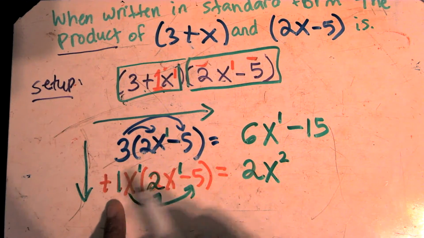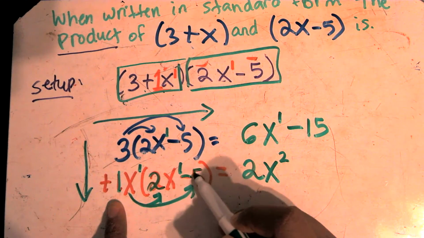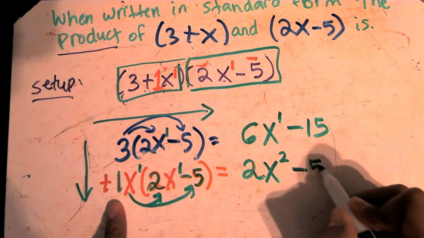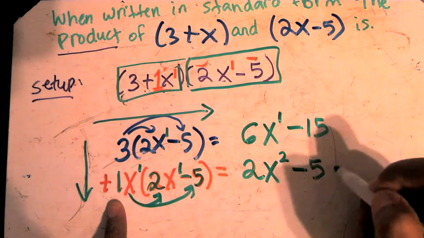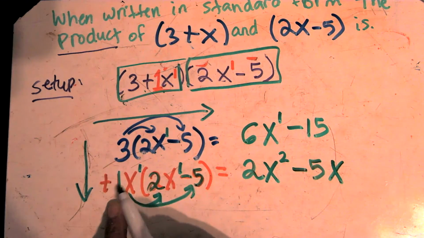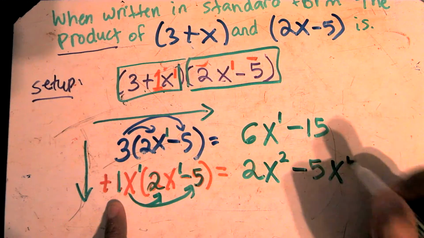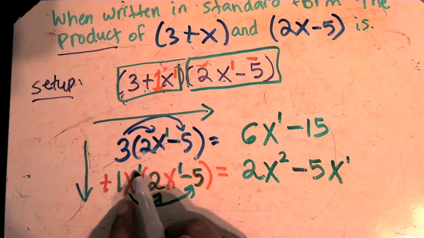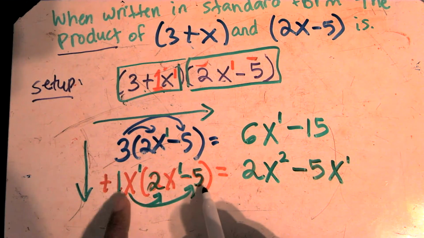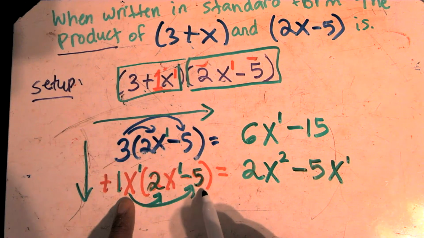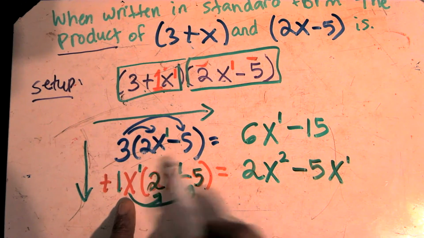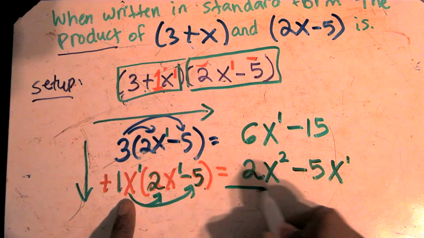And then we have 1 times negative 5. It's negative 5. But I'm not going to forget to put the x because we have 1x times negative 5. There's nothing to add because the negative 5 doesn't have a variable x to add the exponent. But the x doesn't go away.